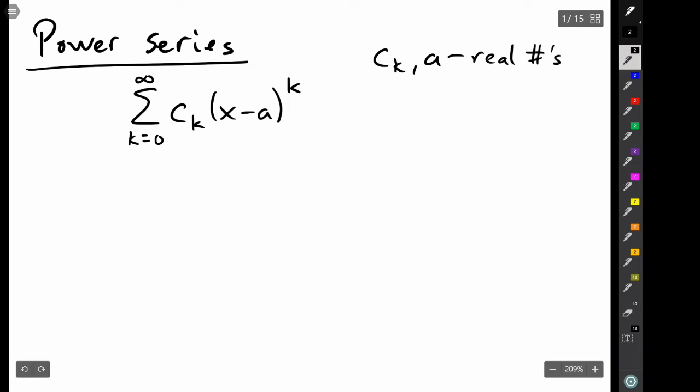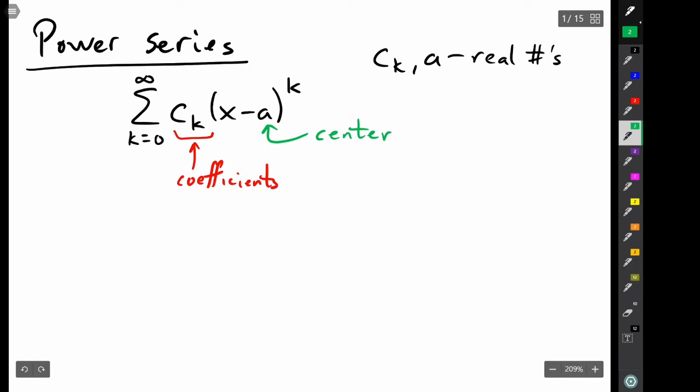The terms here, these are called the coefficients of the series. This thing is called the center of the series.